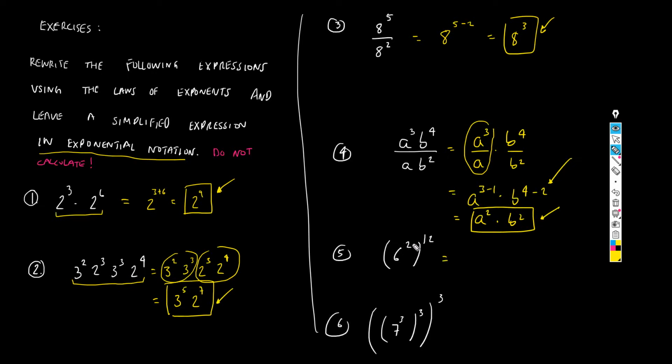This one, according to one of our laws, will be 6 raised to the 2 times 12, which is going to be 6 to the 24. That's it.